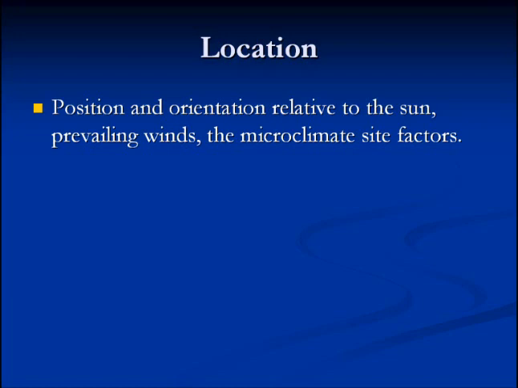You have prevailing winds, meaning what is the general direction of the winds that are in your area, and microclimate site factors, which would include topography, the lay of the land, the plants that are there, existing wildlife, as well as the type of soils.